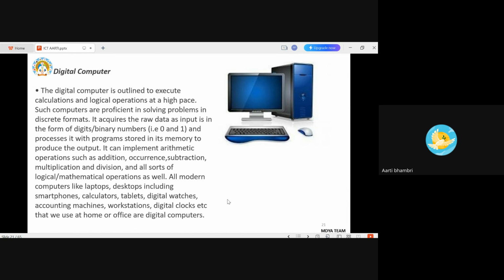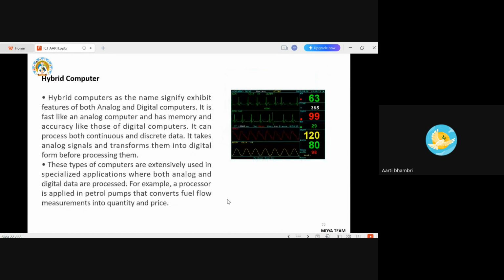All modern computers like laptops, desktops, including smartphones, calculators, tablets, digital watches, accounting machines, workstations, digital clocks, etc., that we use at home or office are digital computers. These are all examples of digital computers. Next is hybrid. Hybrid is the combination of the analog and digital computer.